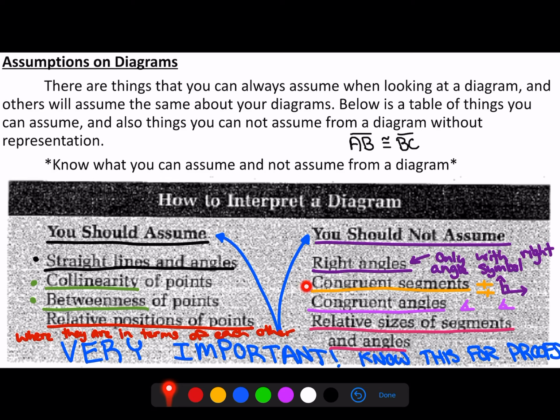That's for congruent segments as well as congruent angles. Same thing applies. I either need a statement for congruent angles or I need the congruency marks on my angles. Lastly, relative sizes of segments and angles. I cannot assume their relative sizes to each other. So if they look like they could be congruent, I cannot assume that unless I have proof of either the tick marks, the congruency angles, or if they're both right angles, for instance. So again, we need to have proof in order to say that they are, in fact, the same.